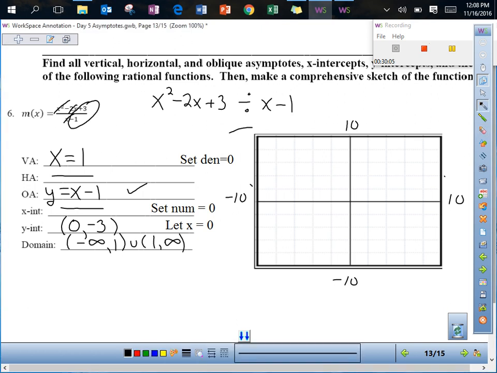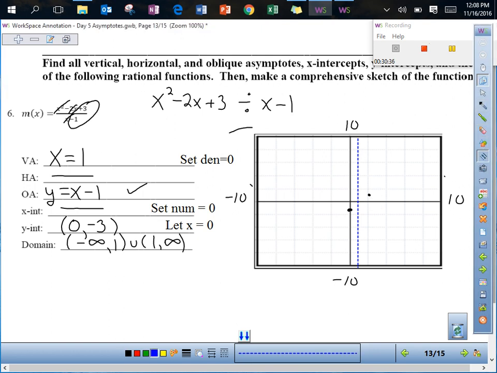So let me start drawing in some things. I have a vertical asymptote at x equal 1, so right there. I'm going to label that in a second. I have an oblique asymptote starting at negative 1, so that'd be about right there, because remember, we're counting by 2's. And my slope is 1, so I need to go up a unit, over a unit.